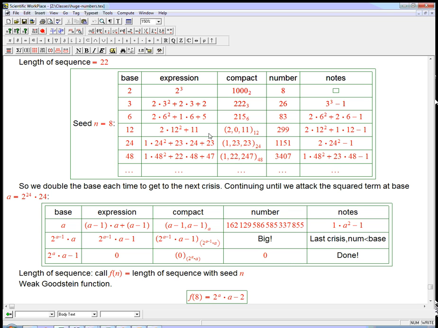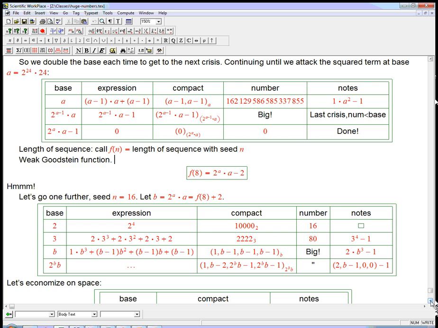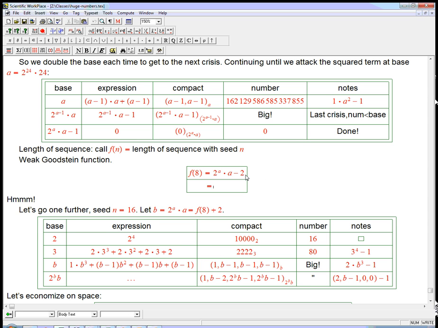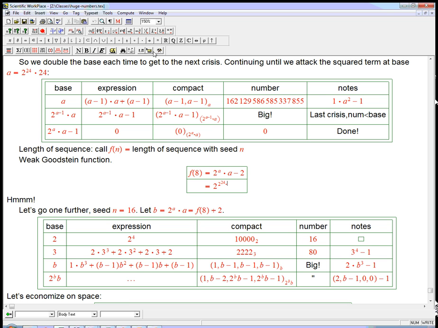f of 8, that's the length of this sequence. What was it? It's take this base and then just subtract 1 to get the length of the sequence, because we started with base 2. So it's 2 to the A times A minus 2. But what was A? Okay. A was itself a 2 to the 24 times 24. Okay. So let me expand that out. It's 2 to the 24 times 24, and then times 2 to the 24 times 24, and then minus 2, but the minus 2 is not particularly important.